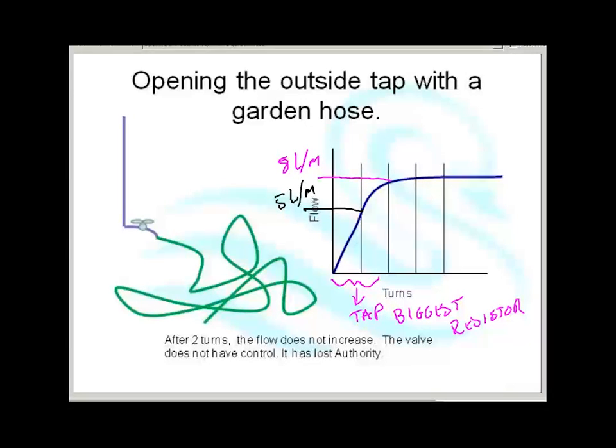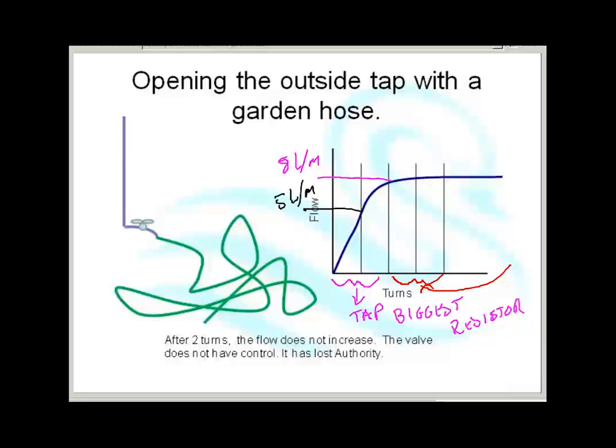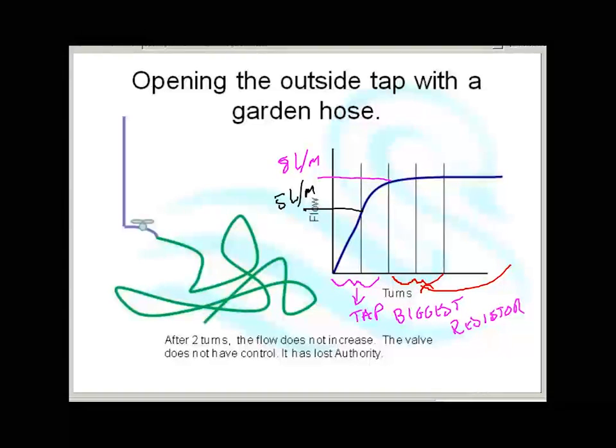And then we get to 8 litres a minute, and then we got 2 wasted turns. Here, the tap is no longer the biggest resistor. Looking at the garden hose system, what do you think is the biggest resistor in the system after 2 turns? Yeah, it's the hose. The hose which is lying around in a bloody great big pile with bends and kinks, and that's what's taken over authority.